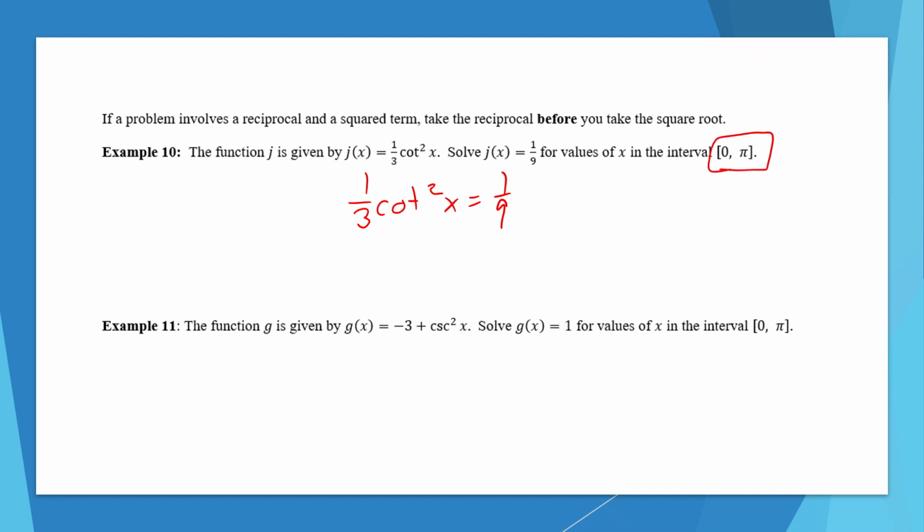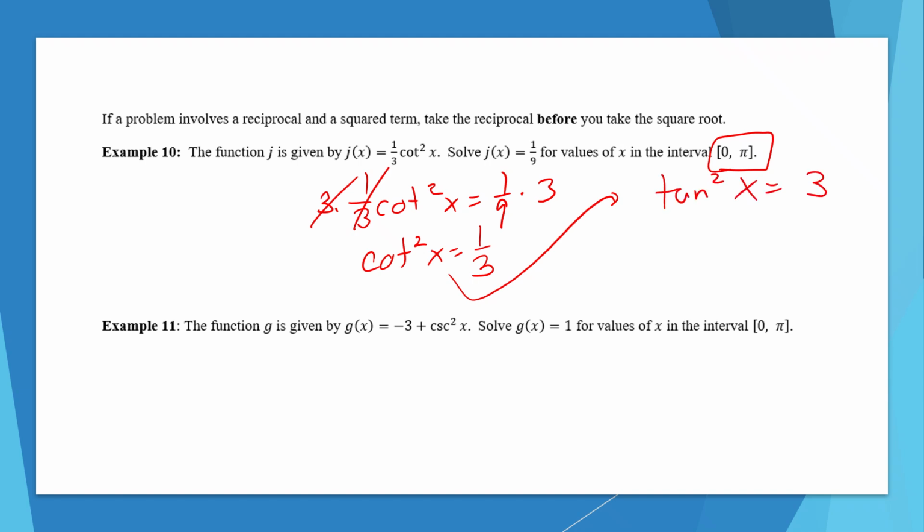Here I'm going to start by multiplying both sides by 3 to get rid of that 1/3 there, to get cotangent squared x equals 3 over 9 or 1/3. From here, I'm going to then take the reciprocal of both sides to get tangent squared x equals 3 over 1 or just 3. And now I'm going to take the square root of both sides. Here you should get tangent x equals, and now remember, very important, the plus or minus root 3.